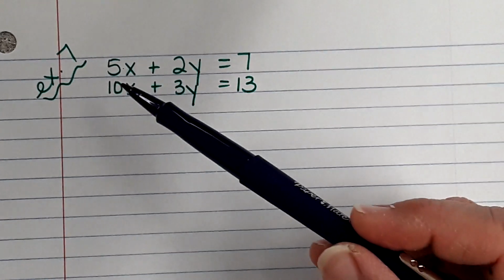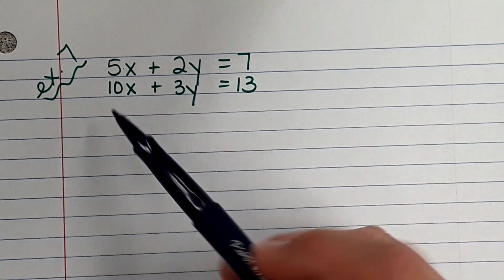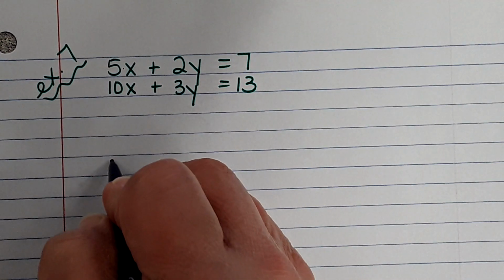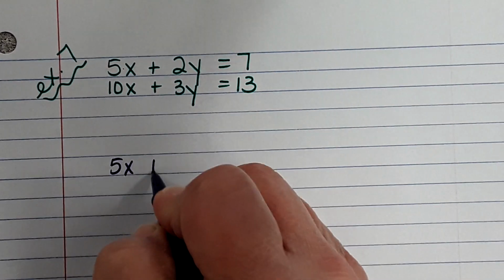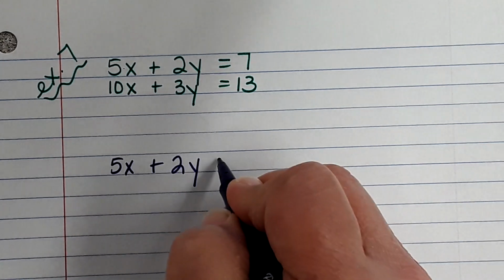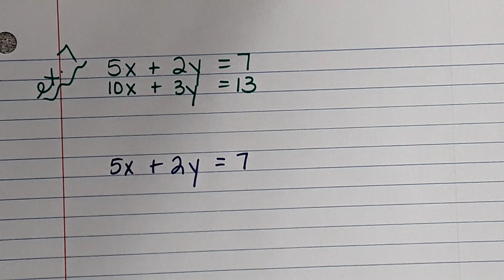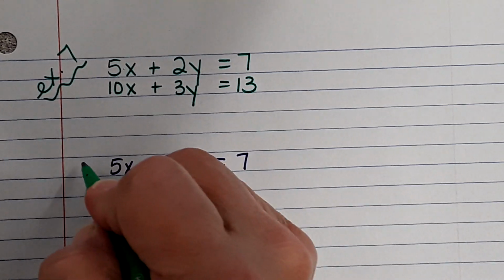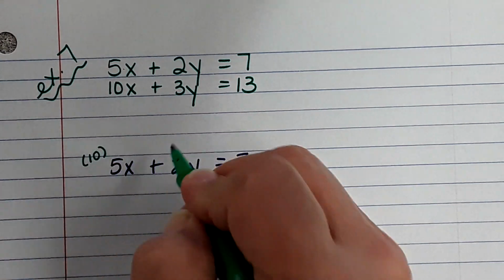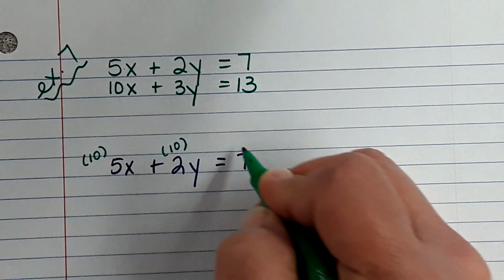Okay, so what is the coefficient of the bottom x? What's the number in front of x in the bottom equation? That means I'm going to multiply the top equation. I'm going to multiply everything by 10.